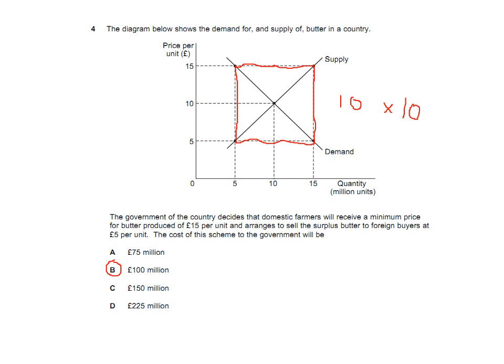Question 4, the diagram below shows the demand for and supply of butter in a country. We're kind of thinking buffer stock straight away, I would imagine, but let's see what we got. The government of the country decides that domestic farmer will receive a minimum price for butter produced at £15 per unit and arranges to sell the surplus butter to foreign buyers at £5 per unit. The cost of this scheme to the government will be... and here you've got to work things out, okay?